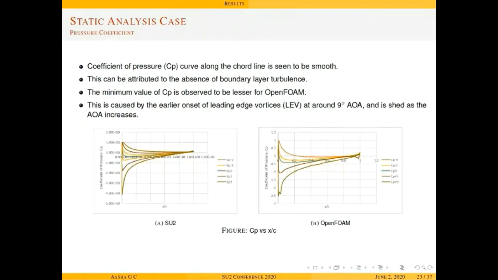Here, the coefficient of pressure is shown for selective angles. As the angle of attack increased, we could see that the formation of the leading edge vortex started earlier on OpenFOAM compared to SU2, and even the onset of the trailing edge vortex and wake started earlier. This led to a minor variation in CP as the angle of attack increases. Although at low angles of attack, the variation is marginal and not significantly different.